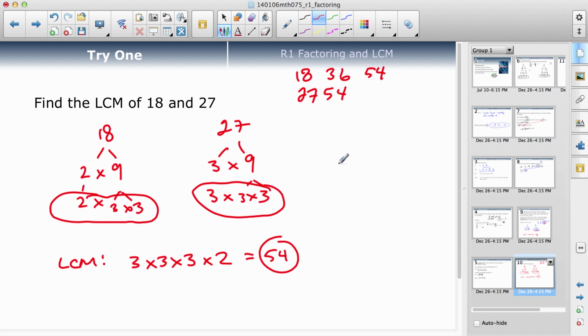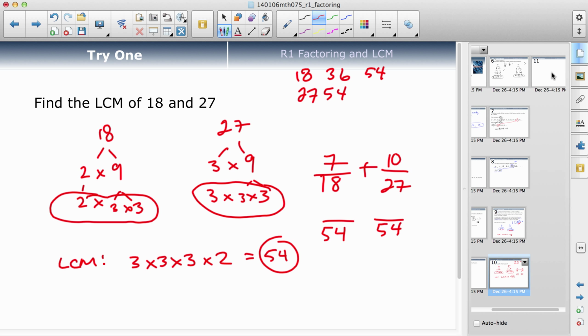And if I were adding or subtracting fractions, like say I had 7 over 18 plus 10 over 27, and I needed to get a lowest common denominator between these two, I would pick 54. It's the lowest common multiple between those two numbers. If I'm looking for a lowest common denominator, that would be the exact same number. All right, hopefully that helps.